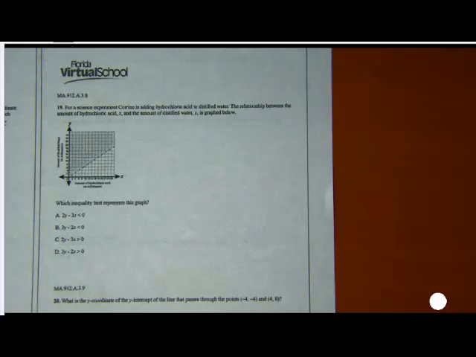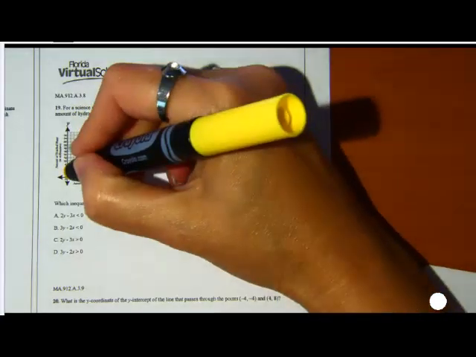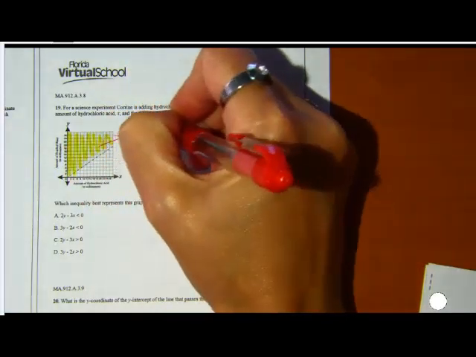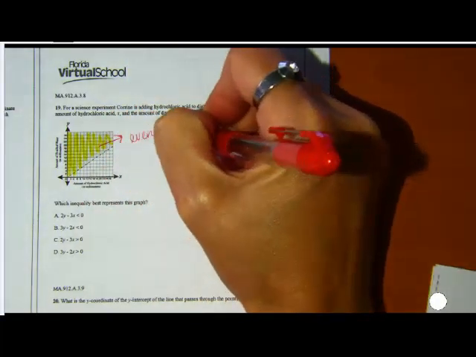All right, so we have this inequality. Careen is adding hydrochloric acid to distilled water, and so on. We have the graph, okay? And we want to find out which inequality best represents this graph. So what we have, this part here that's shaded, every point in here is true. And every point down here would be false.